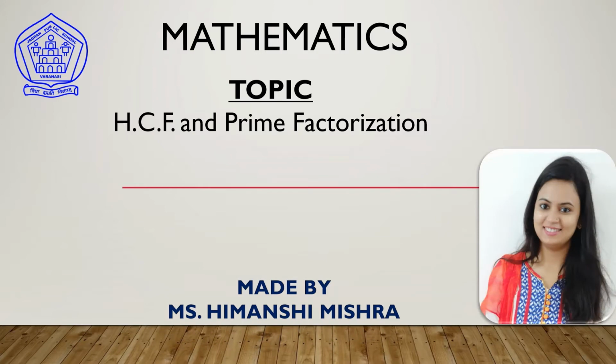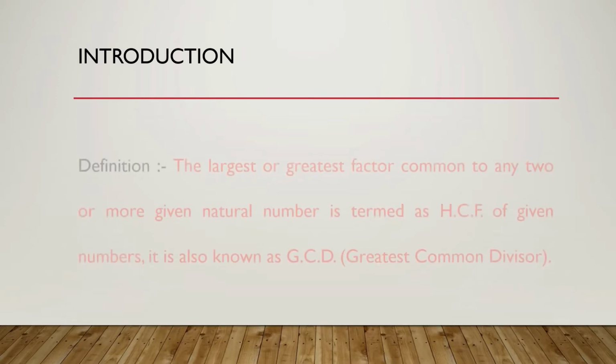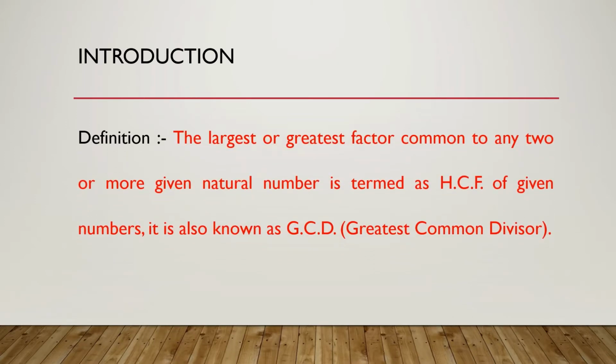Today we are going to learn about HCF and prime factorization. Let's start with HCF. The largest or greatest factor common to any two or more given natural numbers is termed as HCF of the given numbers. It is also known as GCD, greatest common divisor.